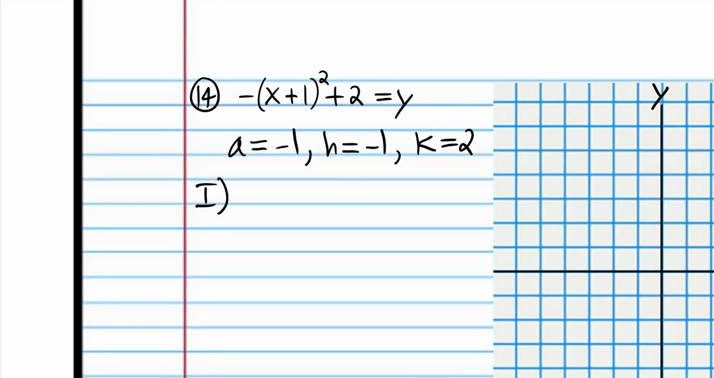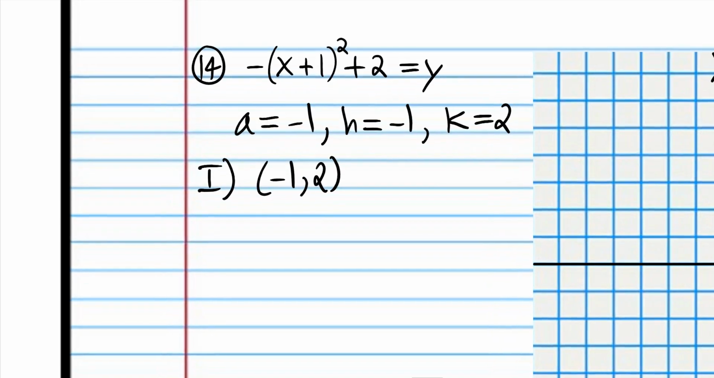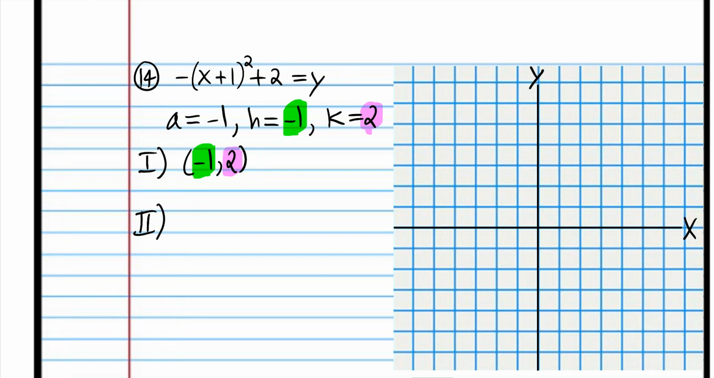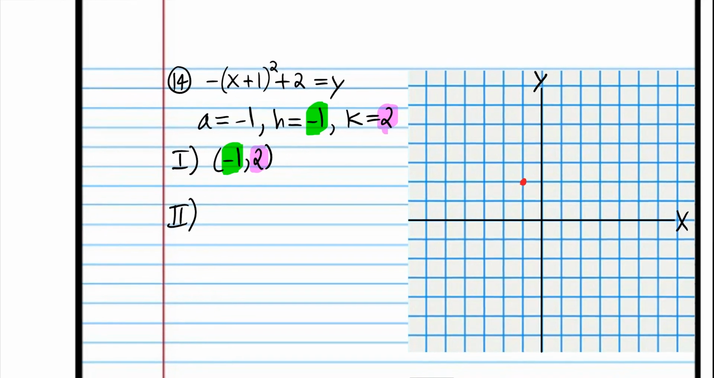So now we can find the vertex. The vertex is just (-1, 2), and that's it. Pretty easy. Now we just have to find another point. If we plot that, it's going to be about here, and I'm going to try x equals 1. So let's let x equal 1, and then we're going to plug that in to find the corresponding y value.